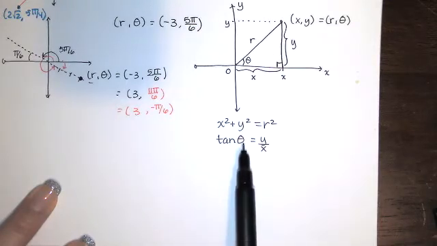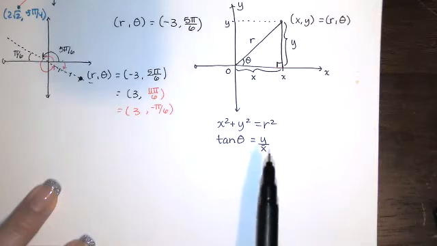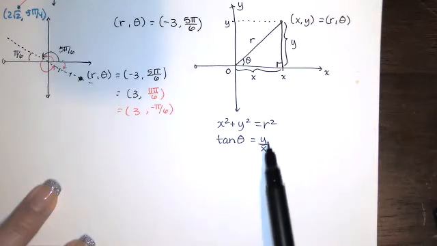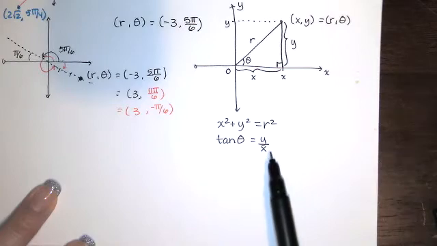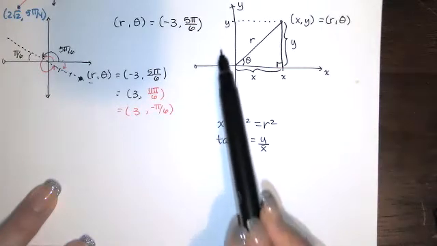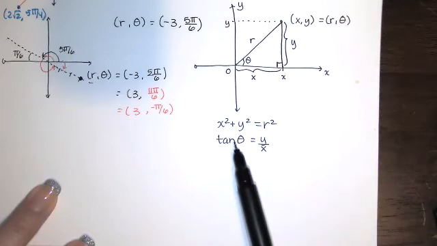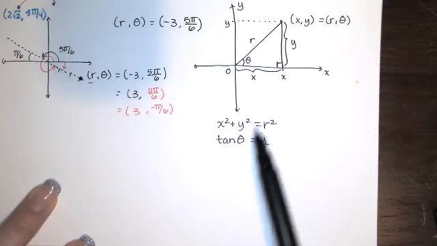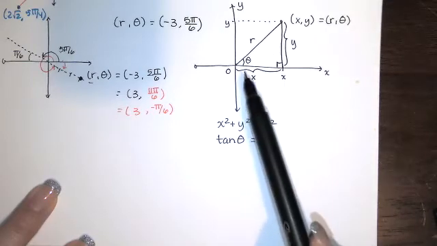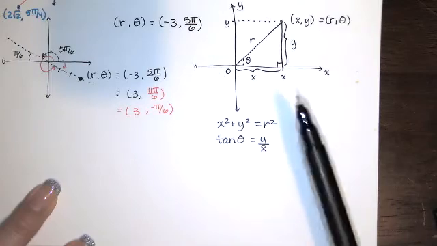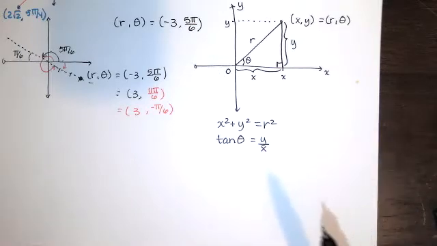So if you want to know the true value of theta, you have to keep the signs of x and y in mind. If x happens to be negative, so you're over here, well then you can use the inverse tangent on your calculator. That'll give you the wrong answer. And then you can add pi to it so that you end up in the correct quadrant. Okay, so that's how we get from x and y back to r and theta.